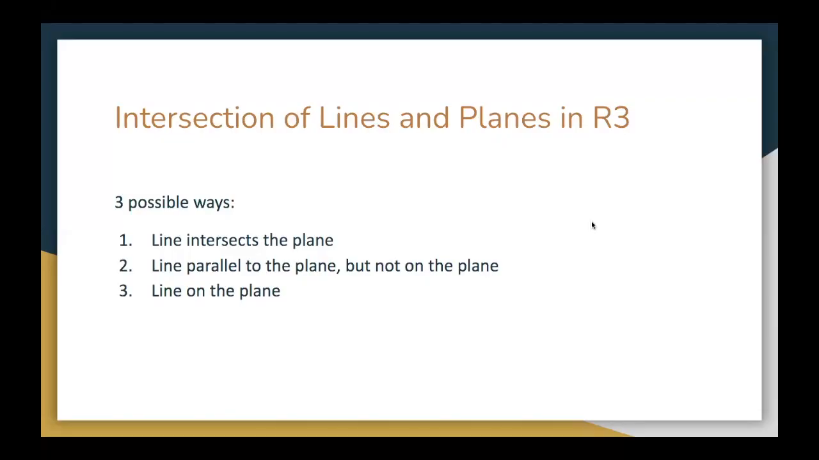Right. Moving back to the slide, I'll now be discussing the next subtopic, which is the intersections of lines and planes in R3. As shown below, there are 3 possible ways it can be done. First is the line intersecting the plane. The second one is the line is parallel to the plane. However, it is not on the plane. And the third and last one would be the line being on the plane itself.